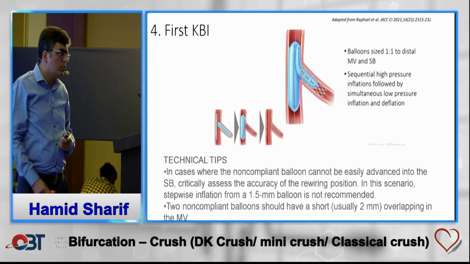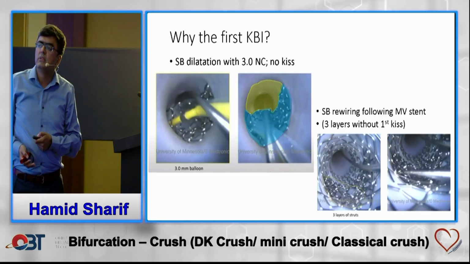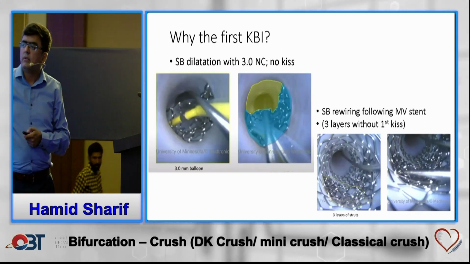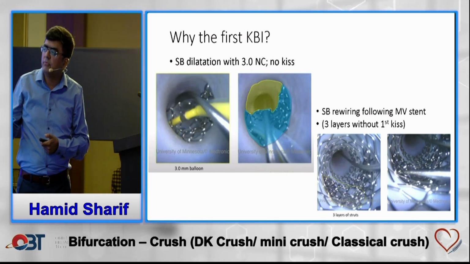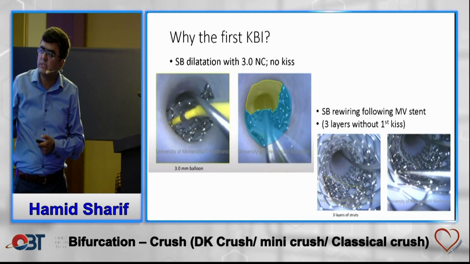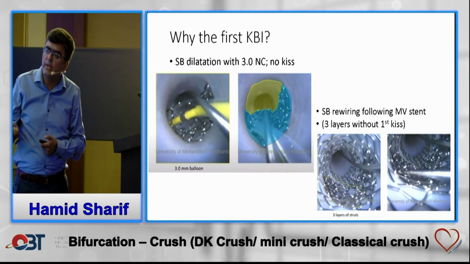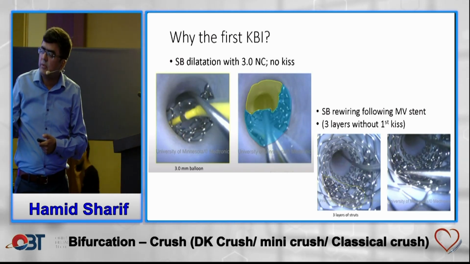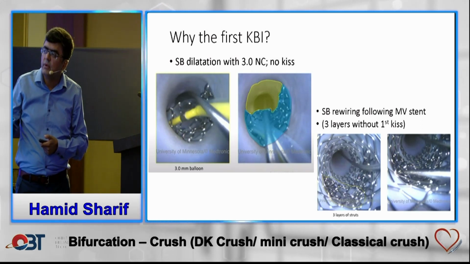A lot of people ask, why do we do a first KBI? It is very important because of different reasons. The first reason is that, for example, look at this. If you don't do the first KBI, we will have only limited space over here, look at this, for access to the main branch stent. And our wires and balloons can go anywhere over here. So that is why the first KBI is important, so as to make sure this conformation is appropriate.